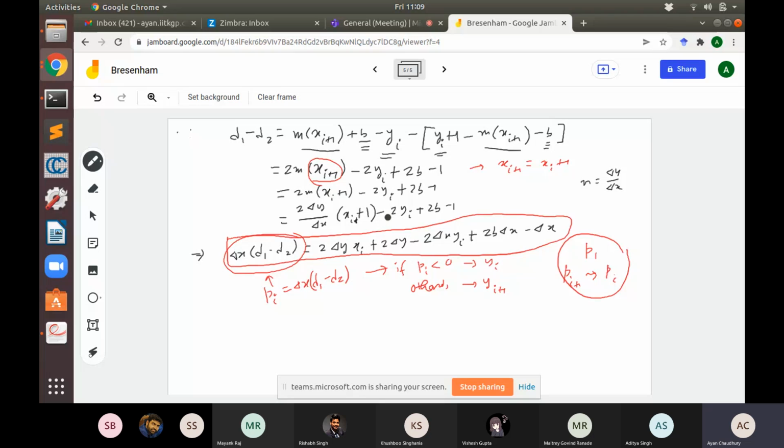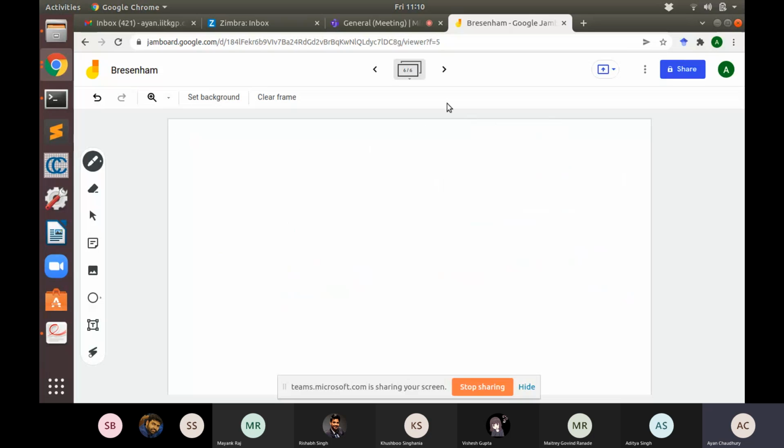So if pi is less than 0, then in this case d1 is less than d2, right? And in the otherwise case, d1 is greater than or equal to d2. That means yi is closer if d1 is less than d2, and yi plus 1 is closer if d1 is greater than d2. Now we try to rewrite the equation of pi in terms of xi plus 1 and yi plus 1. Let's see how it looks.